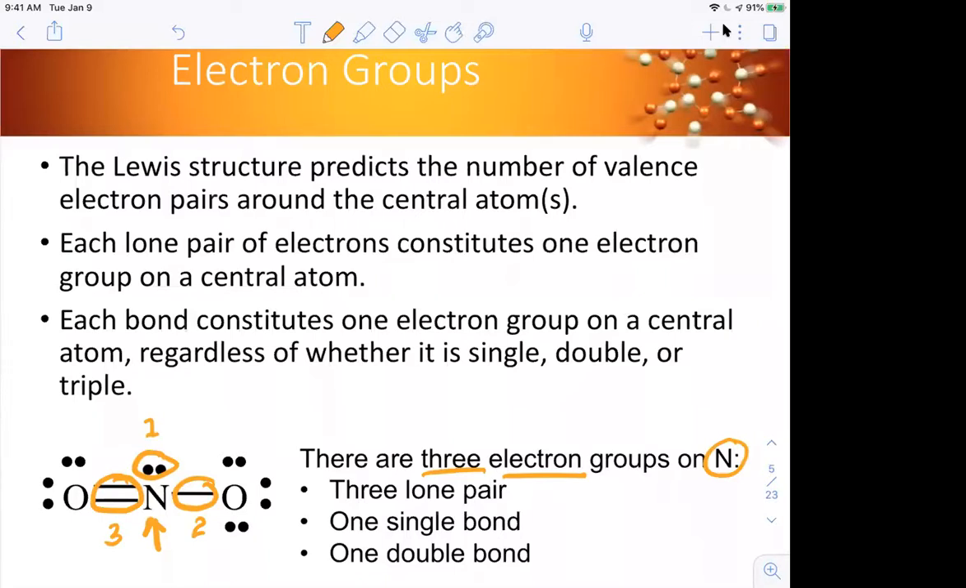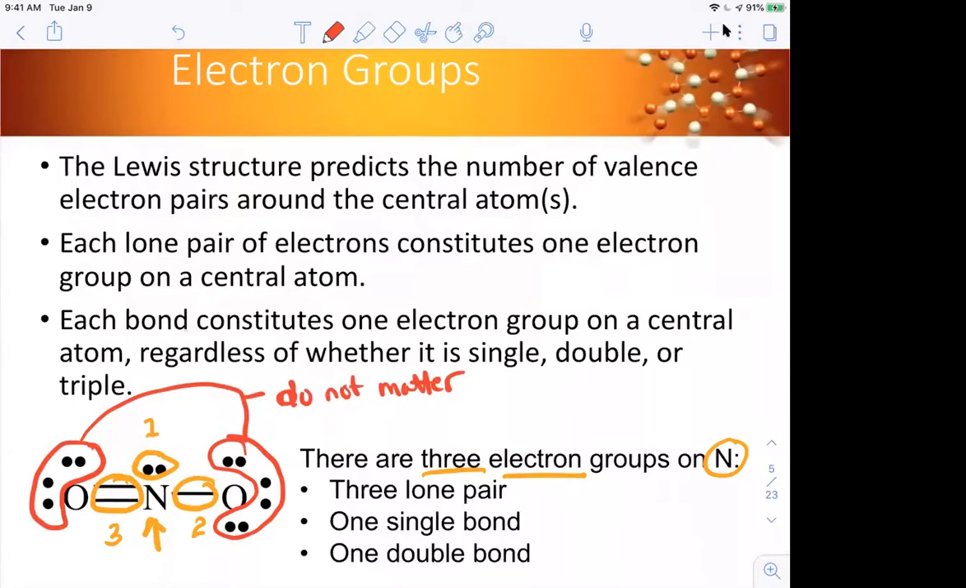Those 3 groups are going to determine the geometry around that nitrogen. It is not going to matter, these other lone pairs that are on these other atoms. These do not matter because they are not on the central atom. So any lone pairs that are not on the central atom are not going to make any difference. When I identify the central atom, I'm going to look at what's directly attached to that particular atom.